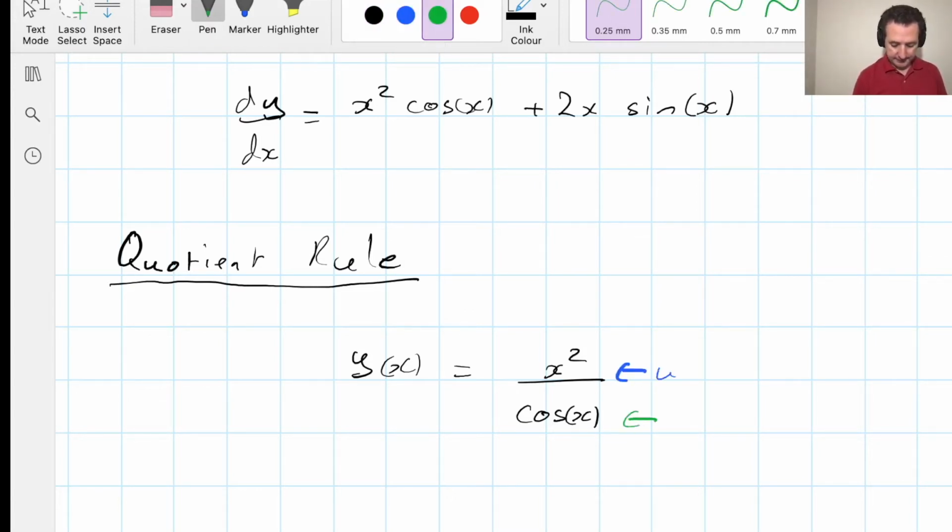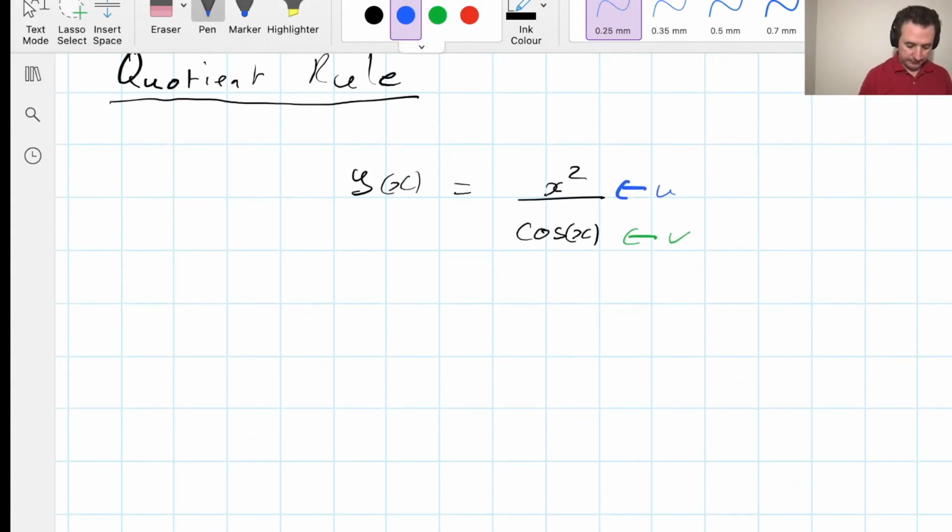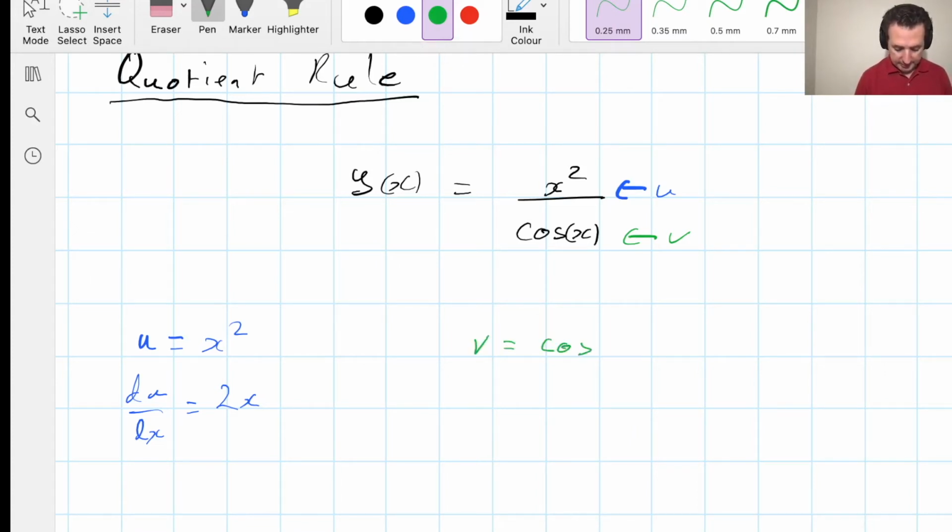and a v. So let's deal first with the u. Very straightforward, just like before. u is equal to x squared. du/dx is equal to 2x. Now let's deal with the cos. v is equal to cos x. dv/dx is equal to minus sine x.